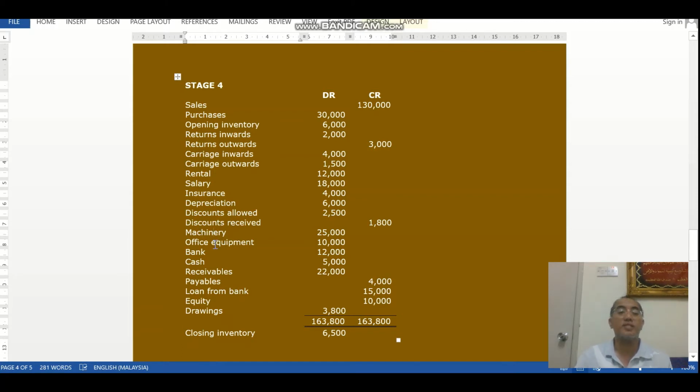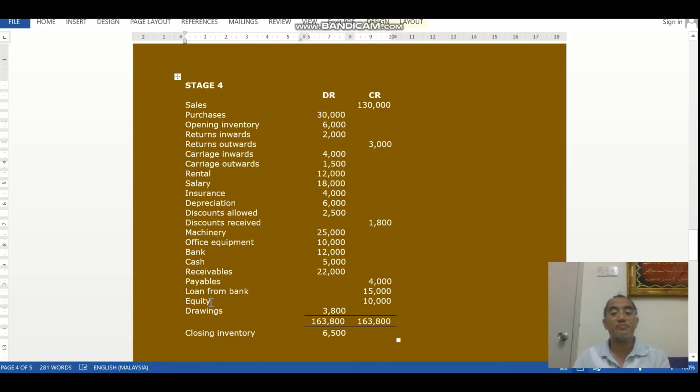Okay, so move on to machinery and office equipment. This is our NCA or non-current asset. Bank, cash, receivables. This is your current asset. Payables, liability, current liability. Loan from bank. This is long-term or non-current liability.